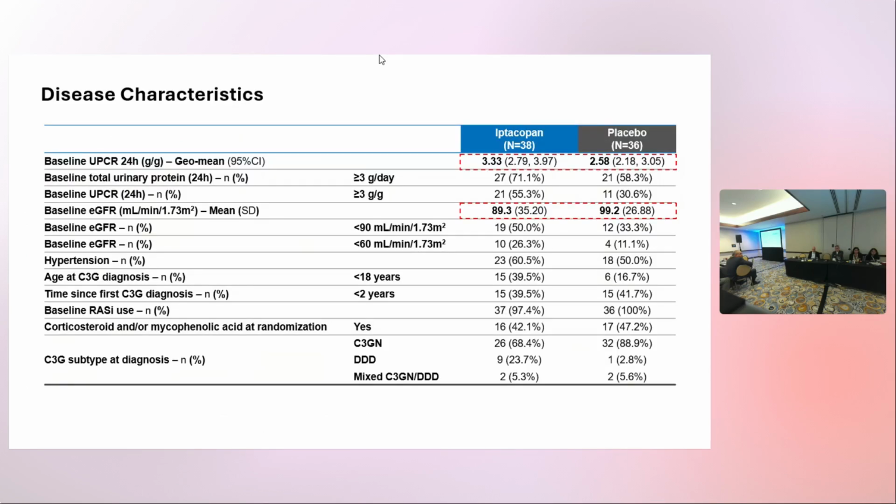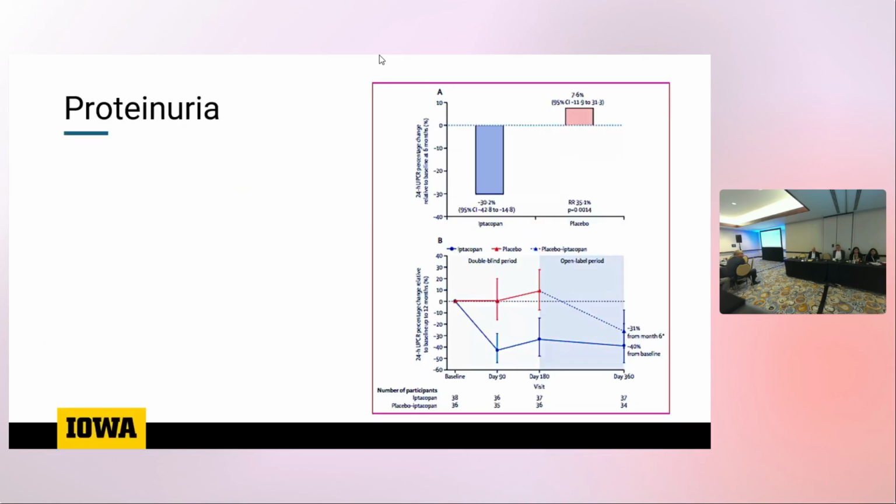Here's the baseline population. 2 things are pulled out for you. Of the 38 iptacopan patients, they did tend to have a slightly higher urine protein to creatinine ratio, and they had a slightly lower GFR, you can see, as compared to the placebo. But you can see the breakdown there, C3GN versus DDD, et cetera. Number of years with biopsy are fairly close, if you will. So not a lot of other significant differences between the placebo and the iptacopan group.